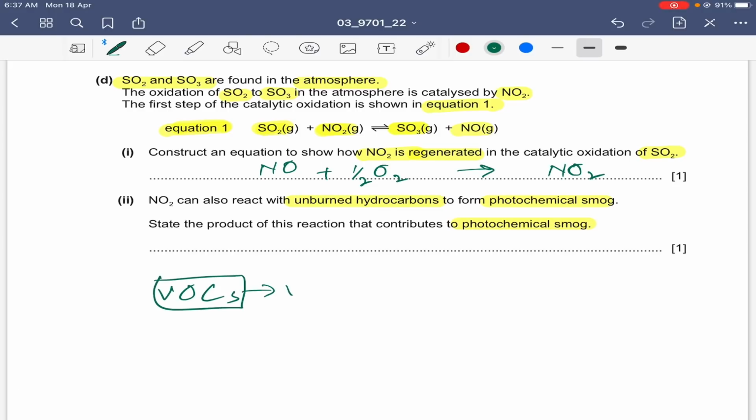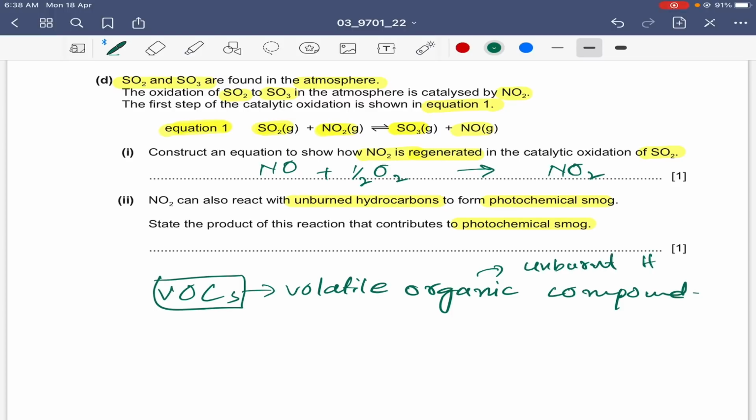What are VOCs? They are volatile organic compounds, right? So these volatile organic compounds also get released from car exhaust, and these volatile organic compounds contain unburnt hydrocarbons, like those hydrocarbons which do not get combusted, they are released from car exhaust without being combusted.